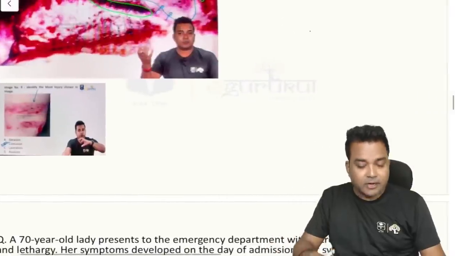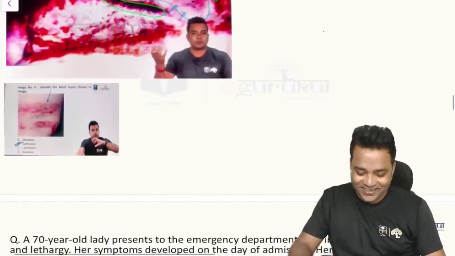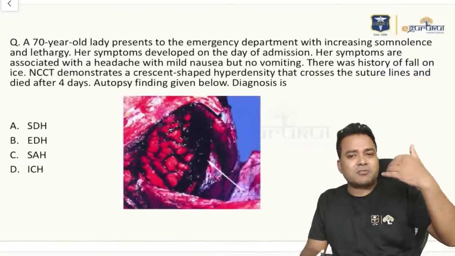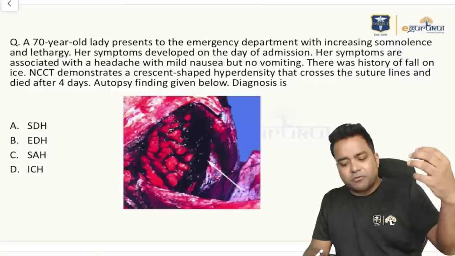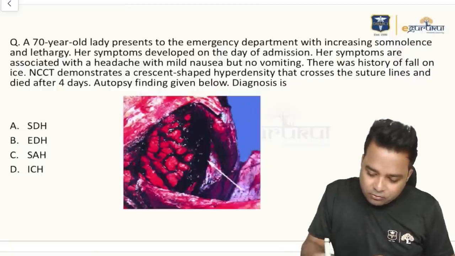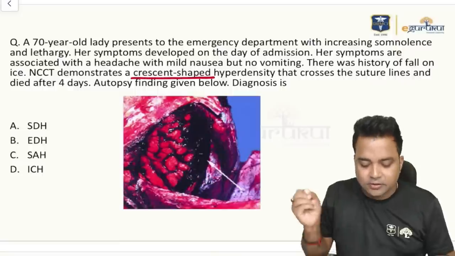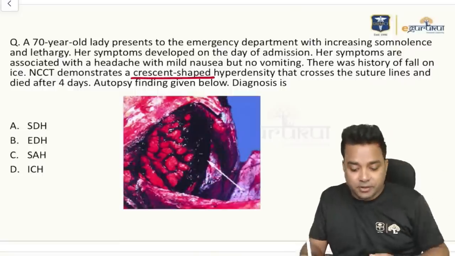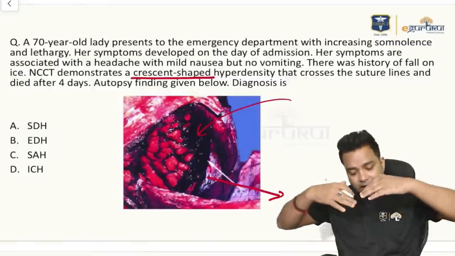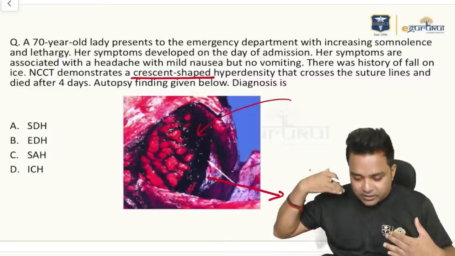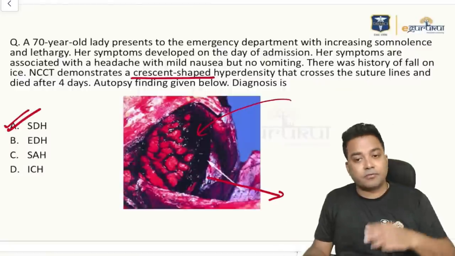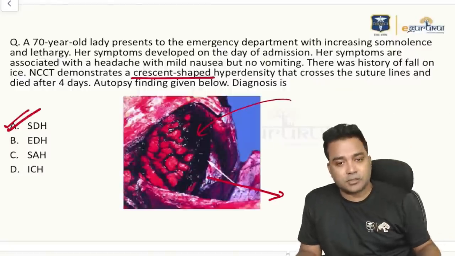This is the sort of image I had already discussed in the vibe before the exams. Now come to this one. There was a long history given. There is a history of frequent falls in a person, NCCT was done, and everything was given to mark your answer correctly. Crescent shaped hemorrhage. The moment you see crescent shaped or sickle shaped hemorrhage, and the autopsy finding like this, where the dura mater is hanging by the side, and once you remove the dura mater, you are seeing subdural hemorrhage, hemorrhage beneath the dura. Your single best answer will be SDH, which on CT gives a sickle shaped hemorrhage.